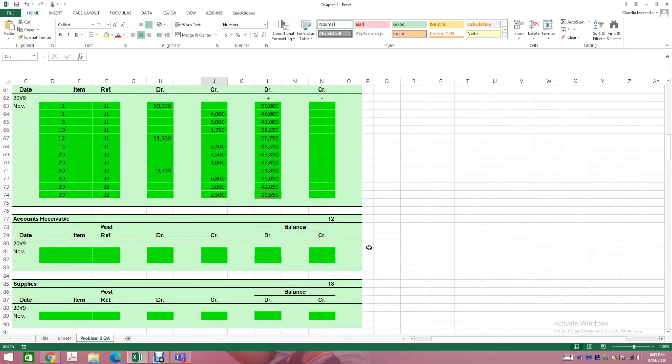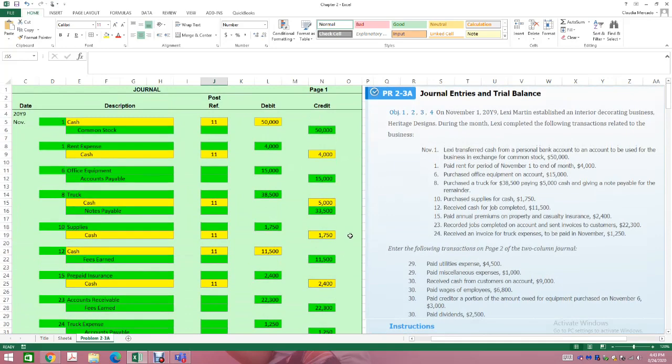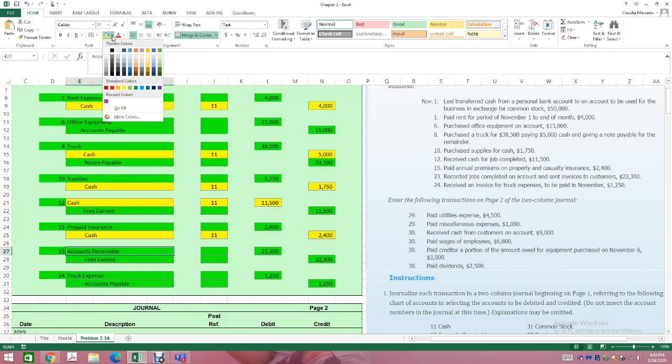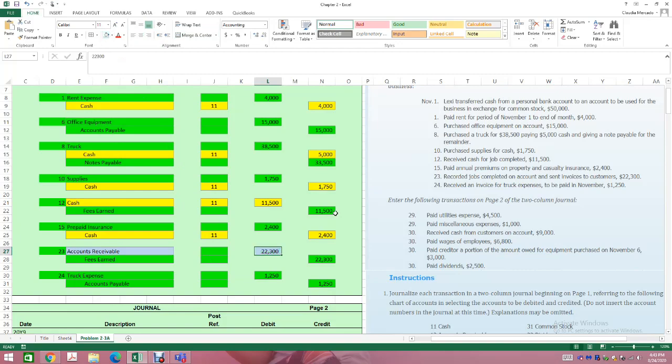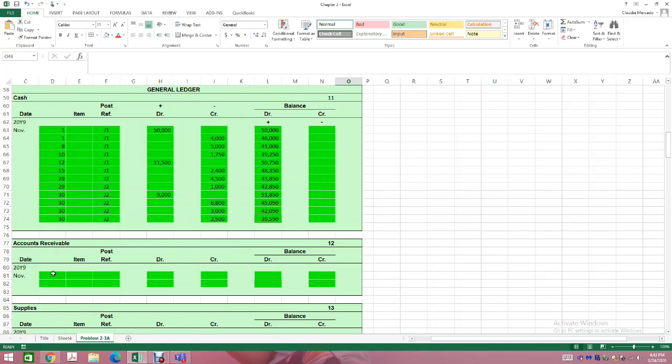The next account we have is accounts receivable. Accounts receivable is account 12. So we have to look for everything that says accounts receivable. I'm going to color code that another color. I'm going to use maybe a blue. So we have accounts receivable there. And then we need to look for another one. And we have accounts receivable here. So for accounts receivable, we have 2 transactions. One on page 1 and one on page 2. So we're going to enter that information over into our second ledger.